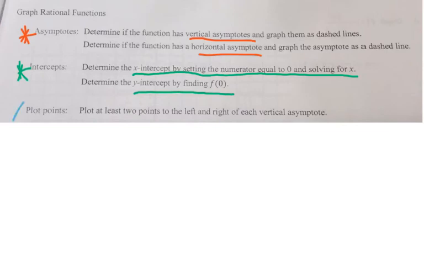Lastly, we're going to want to make sure that we plot at least 2 points to the left and to the right of each vertical asymptote. So that could be a lot of points depending on how many vertical asymptotes there actually are. The other thing to note is that some of these points will actually come from those intercepts that we find. So some will come from up here, okay? But some will not, and then you just have to pick values of x to evaluate the function at to find your other points, okay? So let's take a look at an example.